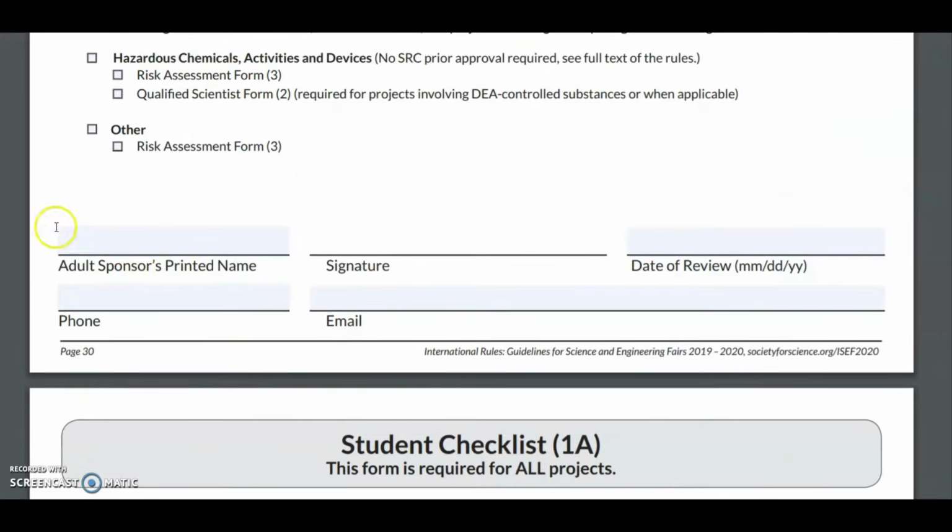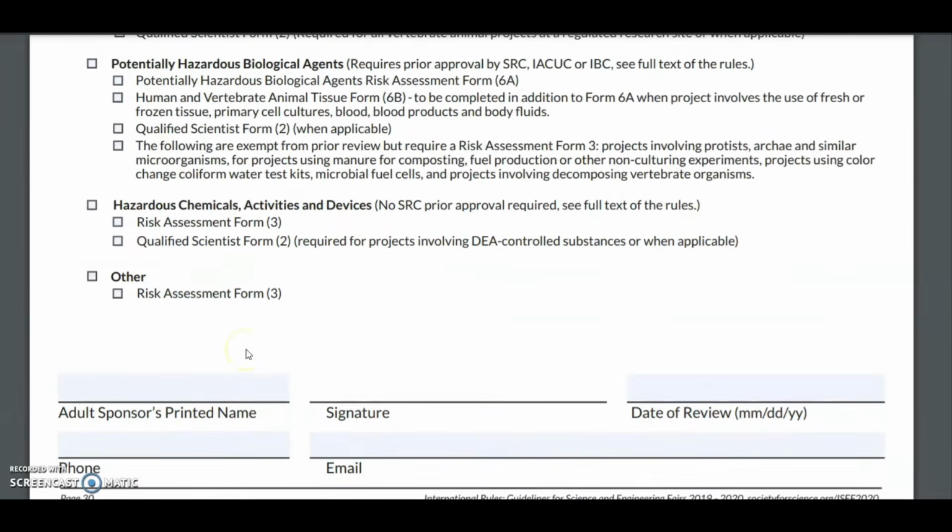Below, you can see here the adult sponsor's printed name, signature, date of review, the phone, and the email. So this will be completed by the adult sponsor. So again, when we say adult sponsor, it can be your parent, your teacher, your professor, or other professional scientists. So that's all for Research Form 1.